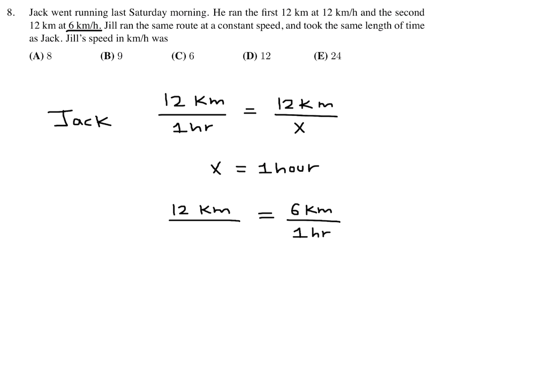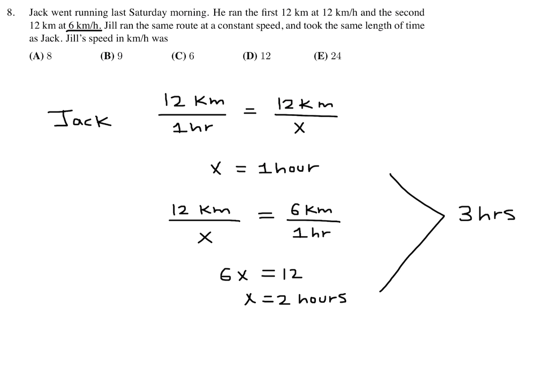And we have to figure out how many hours or how many minutes. So if you do the cross multiplication, you get 6x equal to 12, and therefore x is equal to 2. So 2 hours to run that second 12 kilometers. So in total, Jack is going to be running for 3 hours.